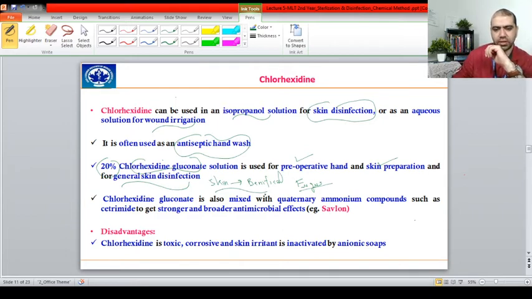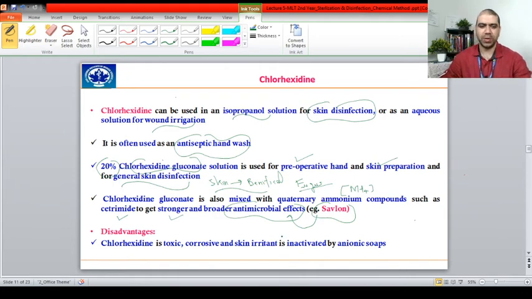Chlorhexidine gluconate is actually mixed with quaternary ammonium compounds, ammonium compounds NH4, which particularly form quaternary compounds in chemistry. An example is cetrimide. If you add it to the cetrimide, you get stronger and broader antimicrobial effects. And usually it's present in the market in the form of Savlon. Again, you should know that Savlon contains antimicrobial agents. It can come in your exams, that's why I'm telling you. When I'm stressing on something, you should understand.